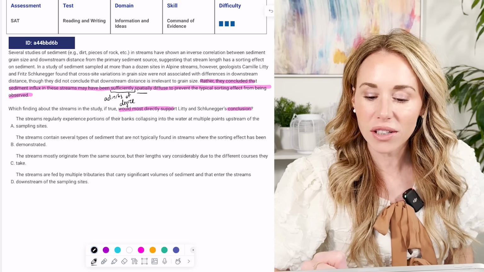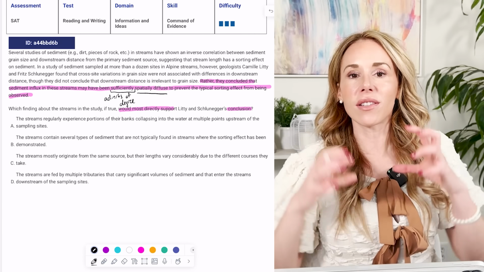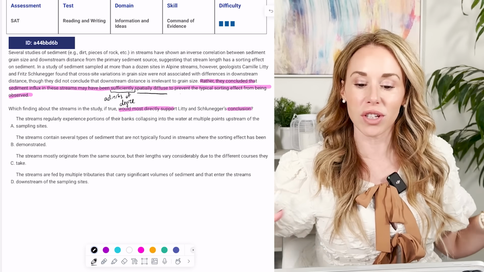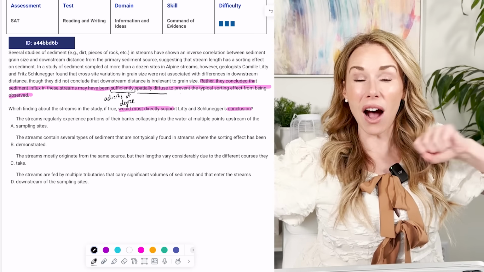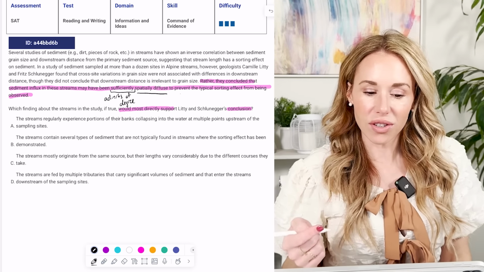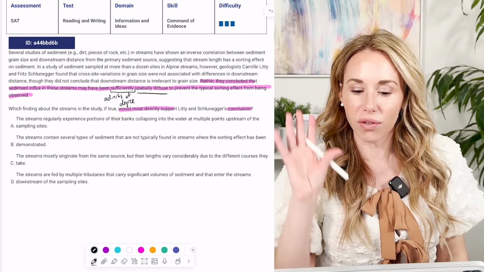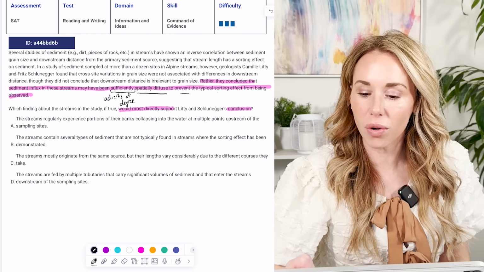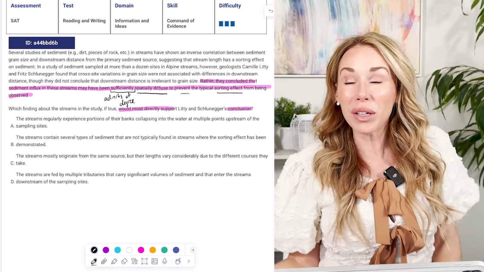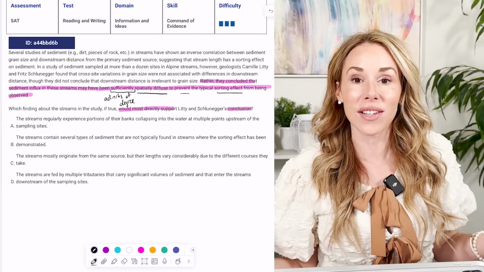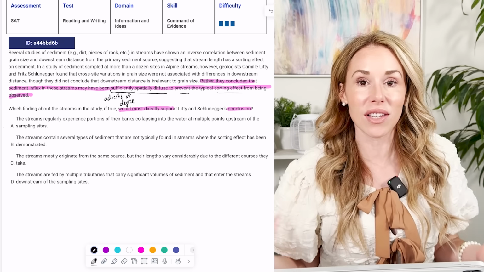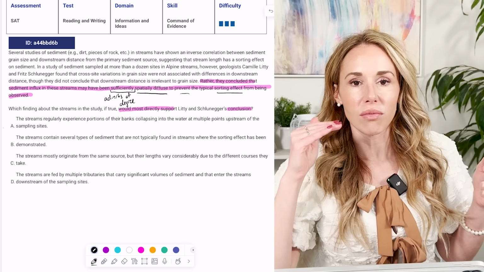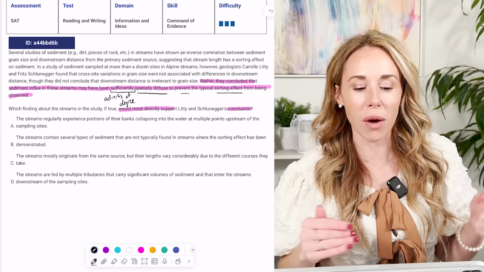Sufficiently spatially diffuse. Well, spatial is, you know, your environment or your surroundings. It's the space around you. Diffuse means spread out. So that's so interesting to me to hear that it's sufficiently spatially diffuse. And then it prevents the sorting effect. So I want to look for an answer choice that matches that and says something similar to that. So let's go through and just weed them out and try to find the right one.